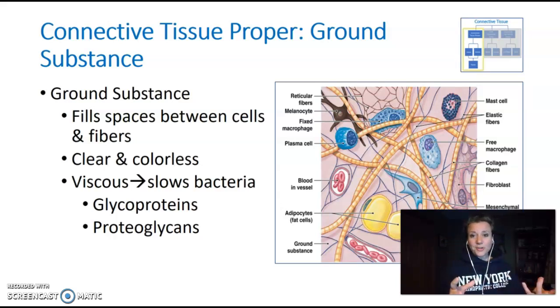If it were really thin and watery, it'd be really easy for those little buggers to swim through, but it's not. It's viscous, it's thicker, and so it's going to slow them down so that our immune system cells can catch up to them and protect our body from disease.